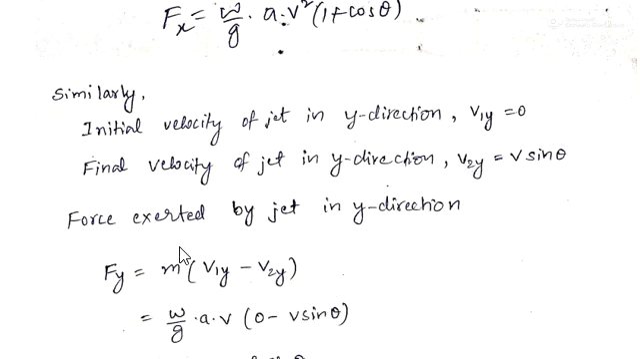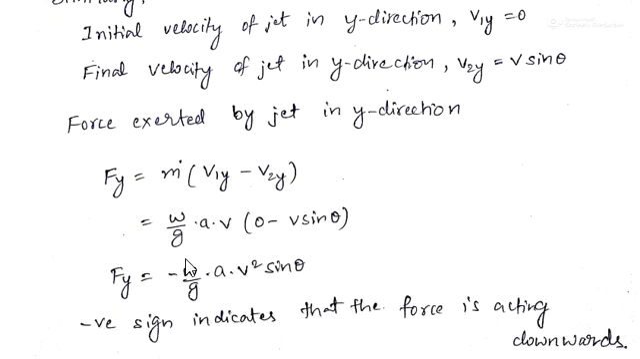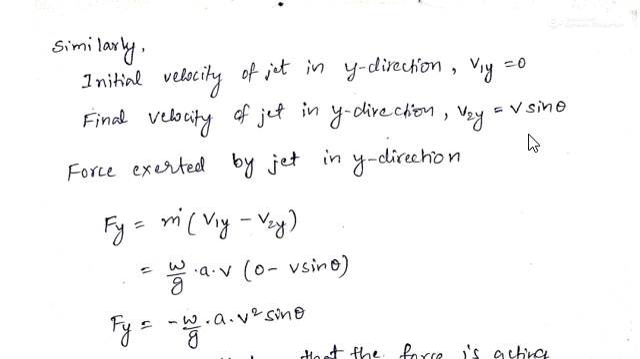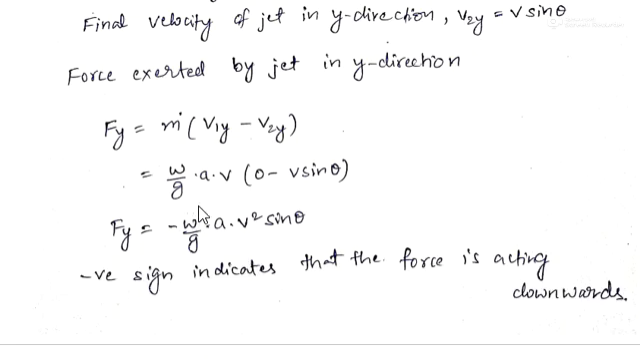Force exerted by the jet in the y direction: once again we write m dot into v1y minus v2y. M dot is w by g into a into v, v1y we have seen is 0, and v2y is v sin theta. The first term will be 0, and when you multiply, it is minus of w by g into a into v square sin theta. The negative sign indicates that the force is acting in the downward direction in the y direction.